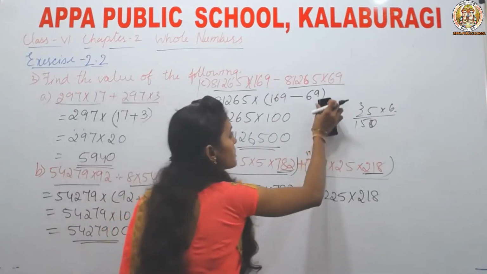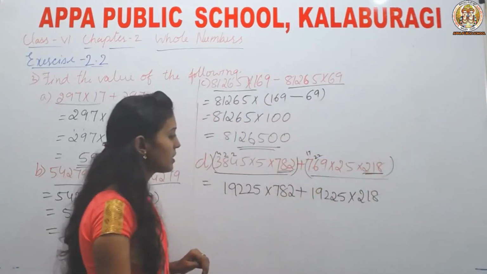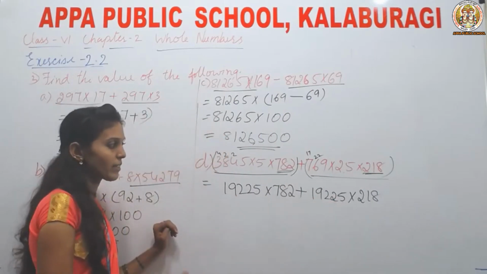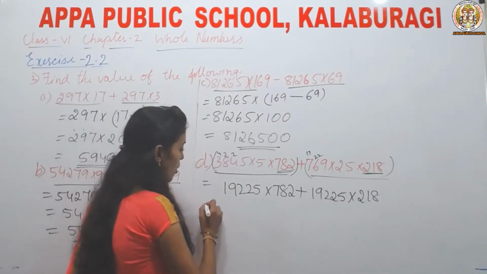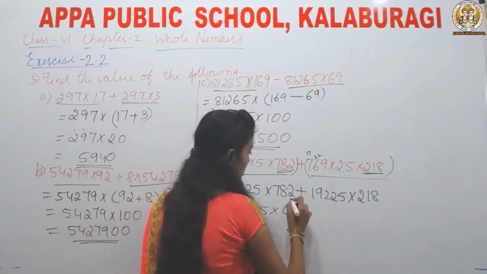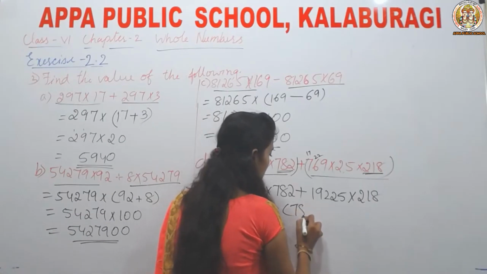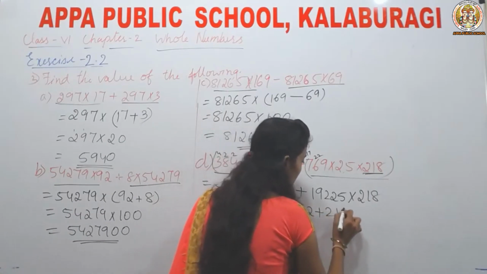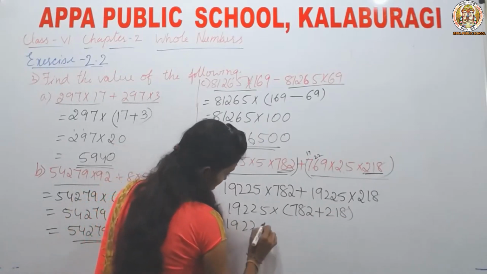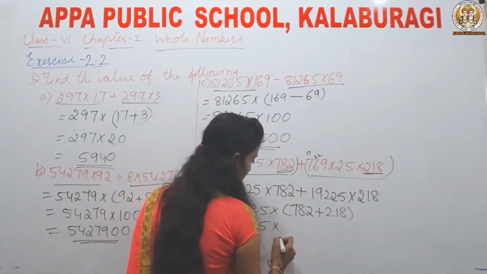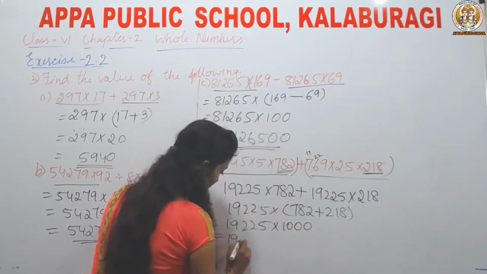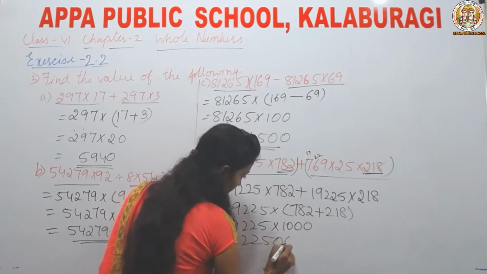It won't change. So, see now, we have a common term. We got it, right? So keep that common term outside, into 780 plus 280. So 1000. 19,225 into 1000 is nothing but 19225 and zeros.